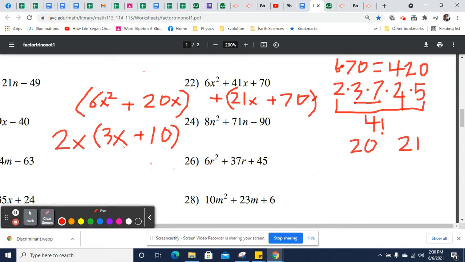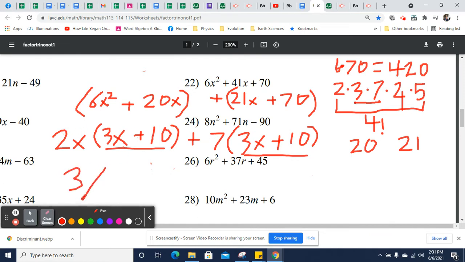And then over here, I look at these two. I'm not getting any x's out, but 21 and 70 definitely share a 7. So plus 7 at this point. And 21x divided by 7 is 3x. And 70 divided by 7 is 10. And as you see, we've got the same factor shared by 2x and 7. So I can factor that out and then put 2x plus 7 together. And I'll end up with 3x plus 10.